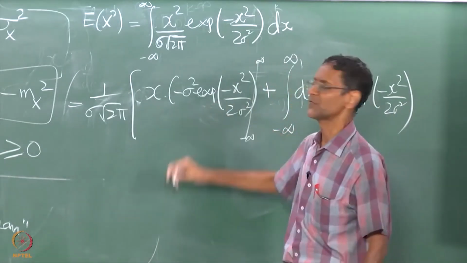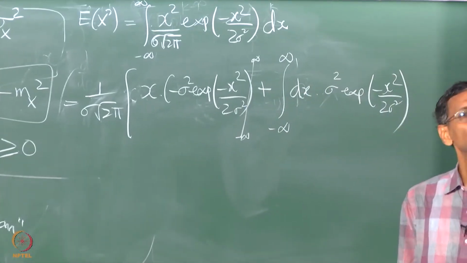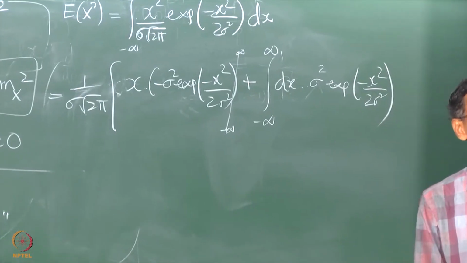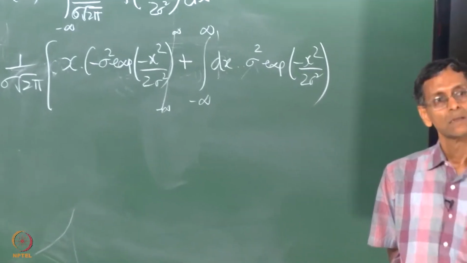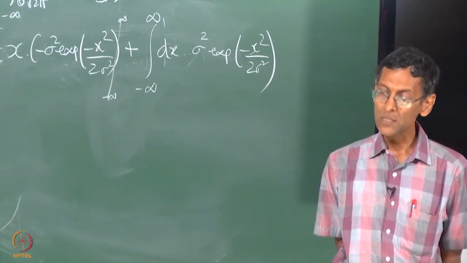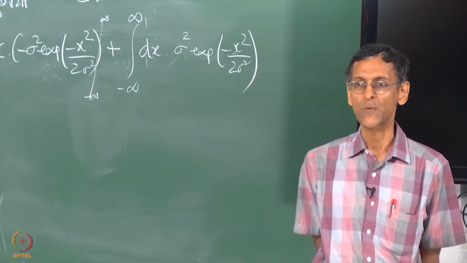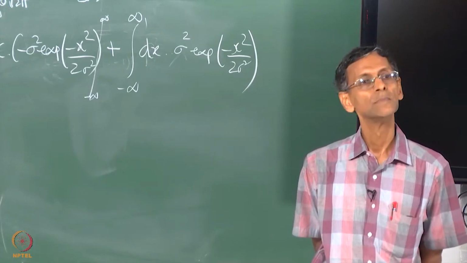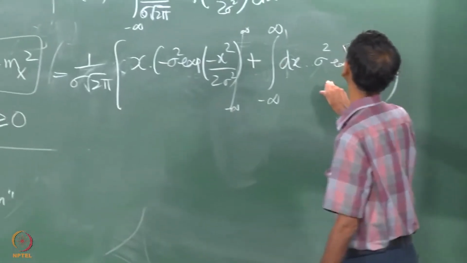what do you think happens to this first term? It will be 0 at both ends, because as I said earlier, this e to the power minus x squared is very strong, and x to the power k has no effect. If you take the limit as x tends to infinity of x to the power k e to the power minus x squared, it is 0.